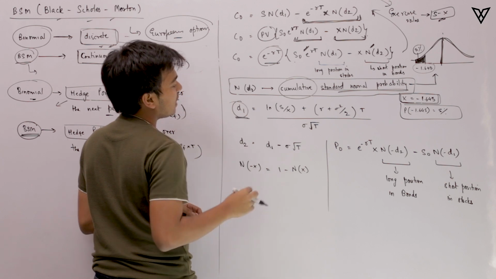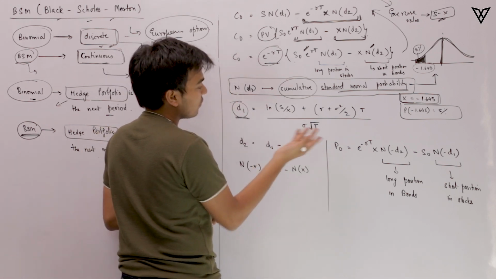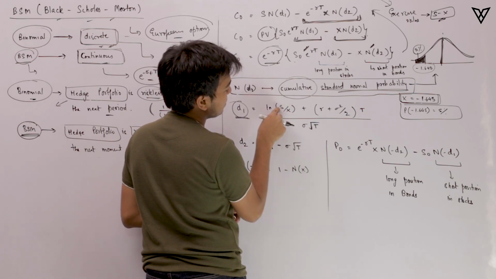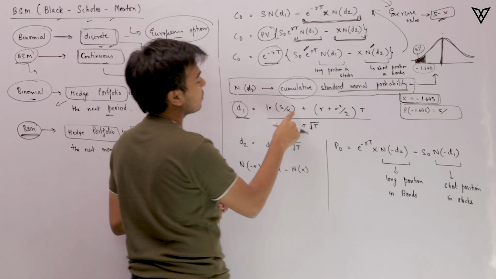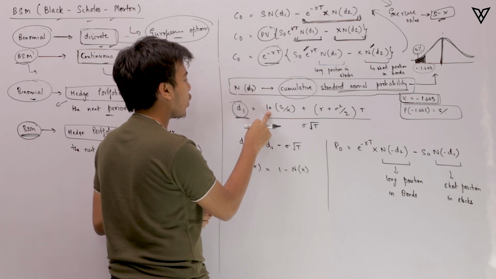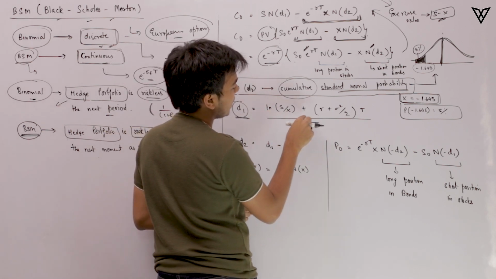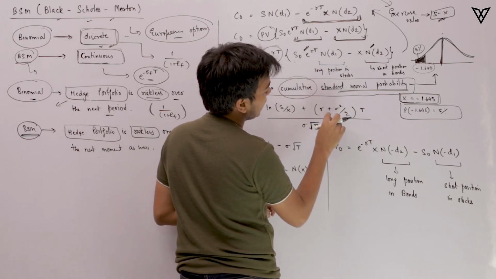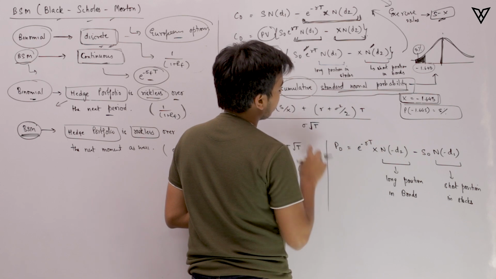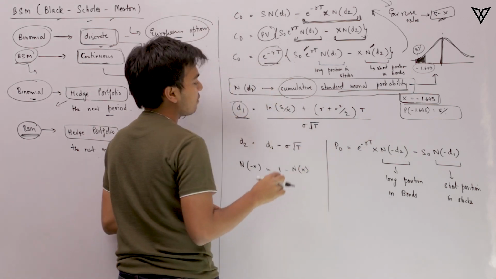So D1 is nothing but, a simple formula, not that simple, but yes: ln of S upon X, S being the current stock price, X being the exercise price. Once we divide this, the log of that is the first term that we have here, plus r, the risk-free rate, plus the volatility squared divided by 2, into T, all divided by sigma root T.